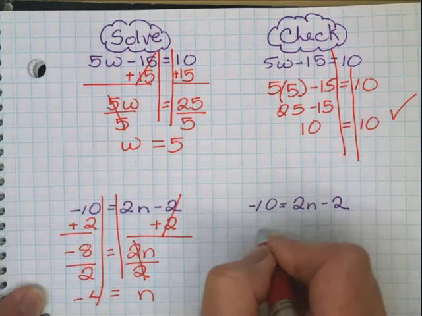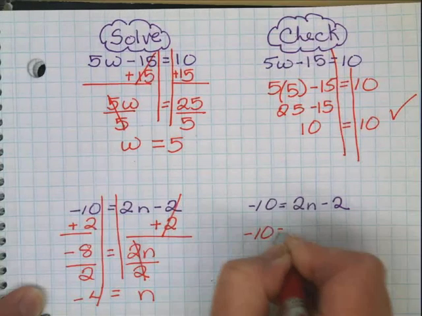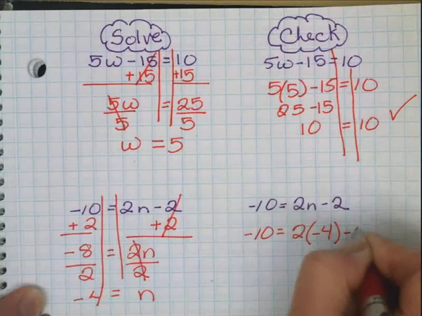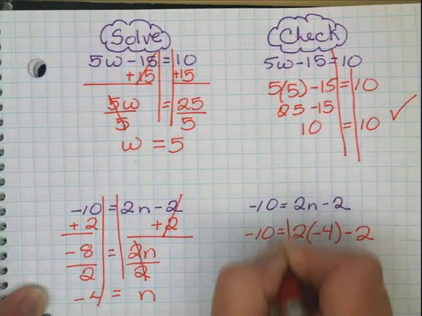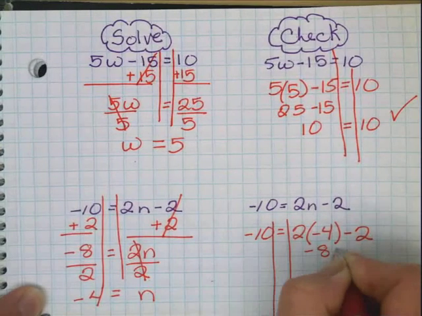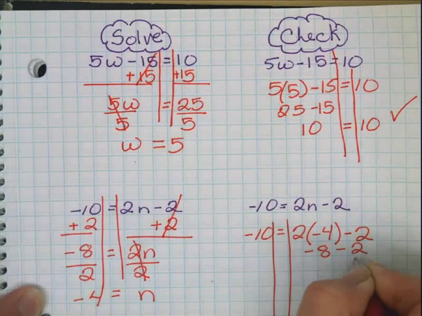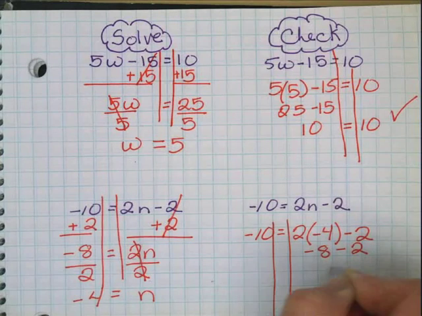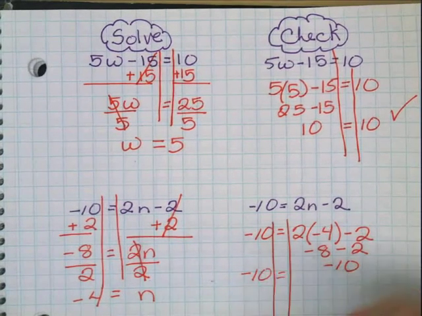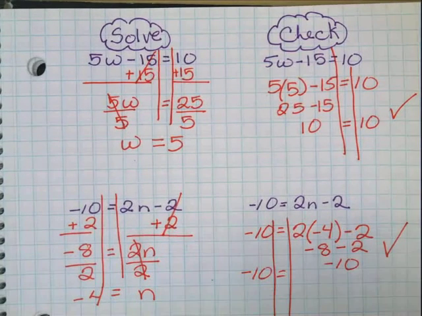Finally, we're going to check our work one more time. Negative 10 equals 2 times negative 4, take away 2. 2 times negative 4 is negative 8. Take away 2. Negative 8 plus a negative 2 is negative 10. And indeed, both sides of my equation are equal.